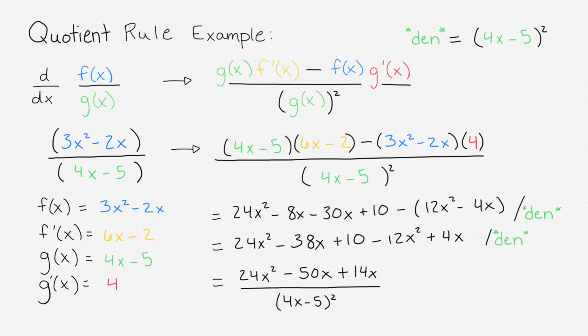Now let's take a look at an example of the quotient rule. Just like the product rule, we're going to identify the different pieces of our function. So f of x is 3x squared minus 2x, and g of x is 4x minus 5. We find the derivatives of each of those pieces and then put all four pieces back together as the quotient rule says. A few notes about the quotient rule though.